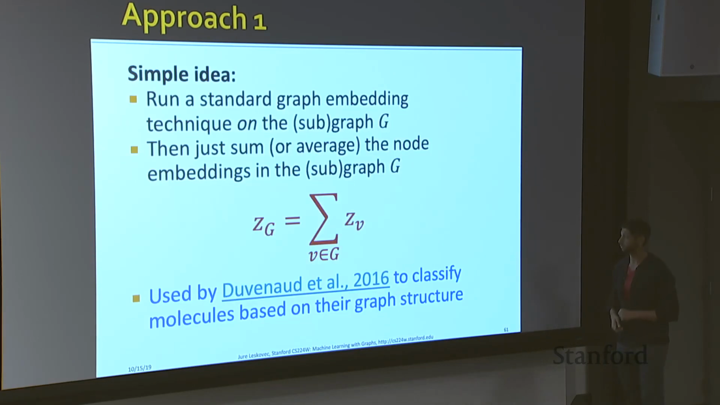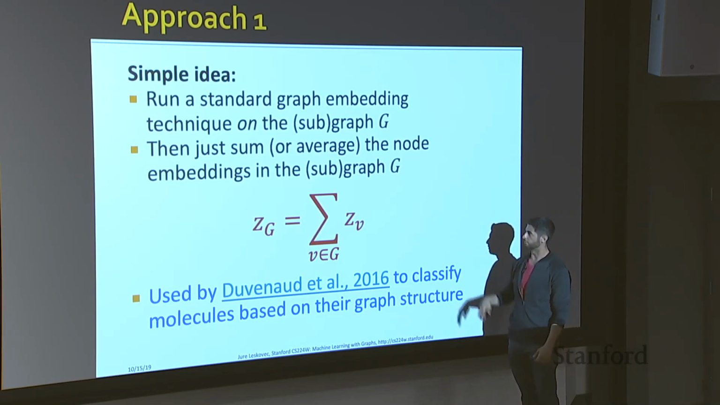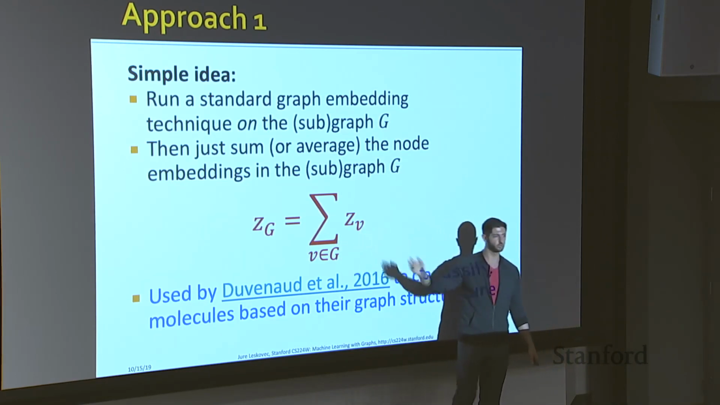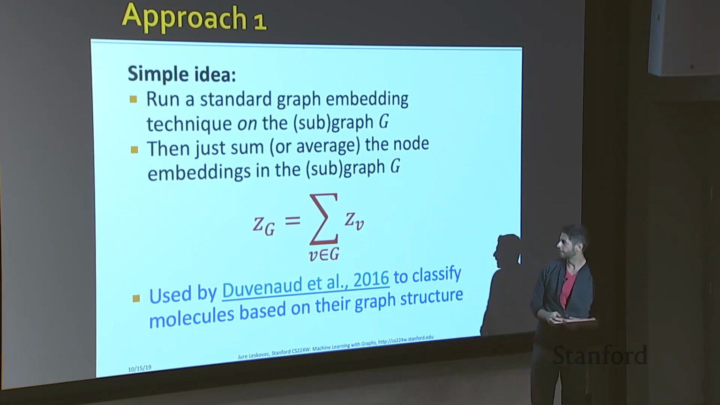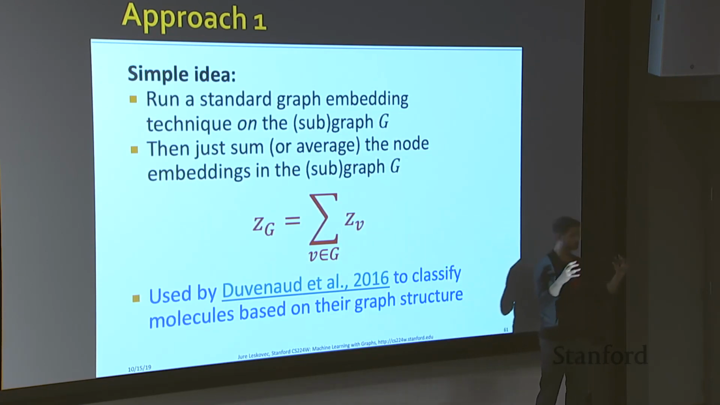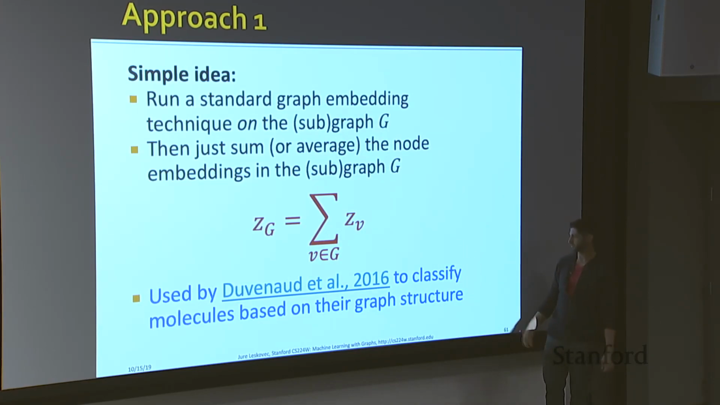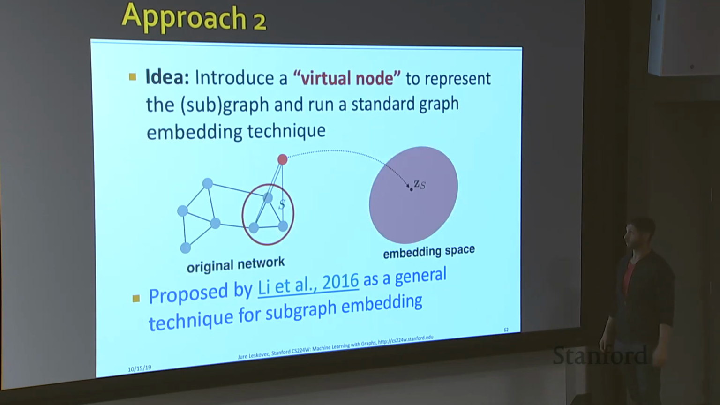Three simple approaches. The first one is you just run a standard graph embedding technique on your graph. So let's say we do DeepWalk, and then you just sum or average node embeddings in the subgraph, okay? This is the simplest possible aggregation you can come up with. You sum all the vectors together, and that gives you a fingerprint that represents your graph. For instance, this technique has been used a few years ago successfully to classify molecules based on their graph structure, okay? So the pointer is there if you're curious. Again, a nice reference for your project.